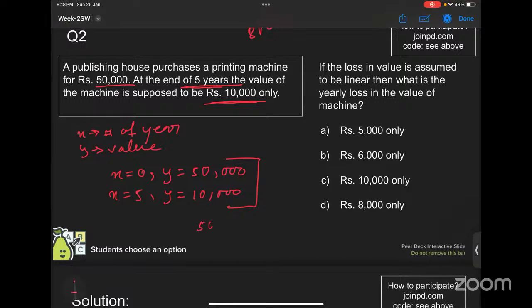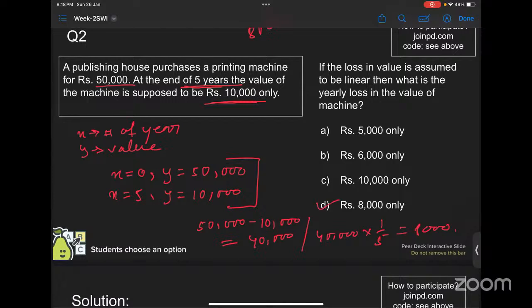Purchasing price is 50,000 and selling price is 10,000. So the total loss will be 40,000, right? Hence, because we have this loss in 5 years, the loss per year will be 40,000 multiplied by 1 over 5, right? So we will get 8,000. So this is the correct answer.